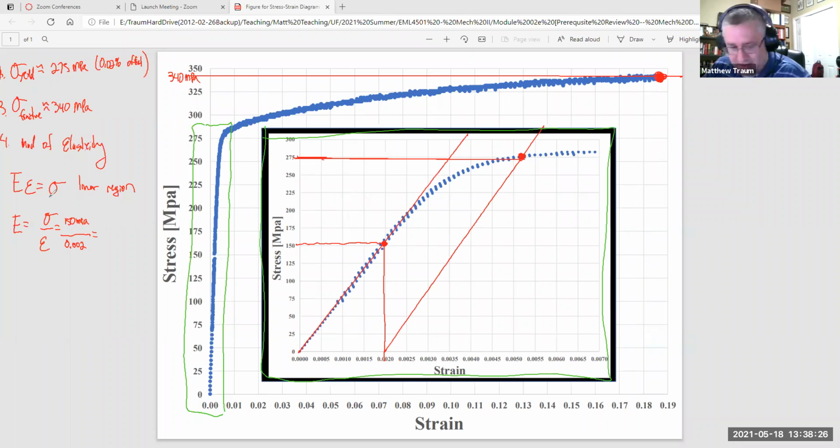And so hence the modulus of elasticity, 150 divided by 0.002, at least when I did it, I ended up with 75 gigapascals. So that's number four. Questions about that one? Good so far. Okay. So then the next question is to calculate the modulus of resilience.